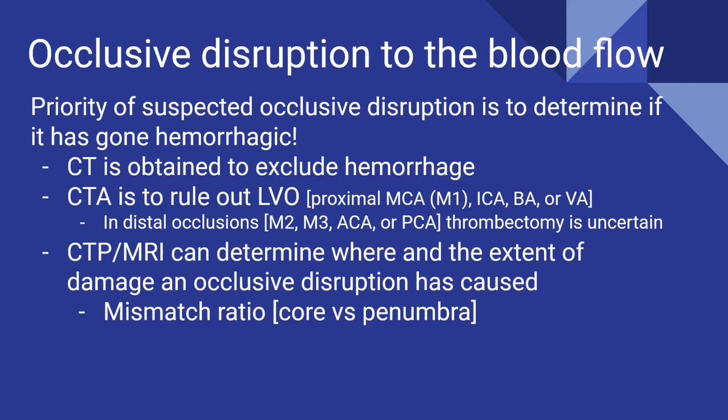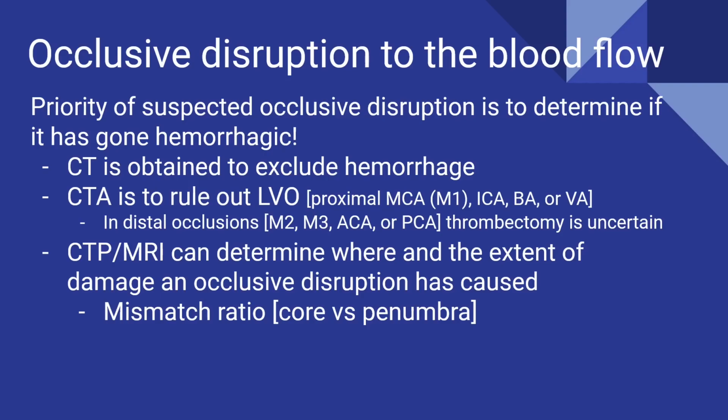CTA, CT angiography, is used to rule out these larger vessel occlusions. So what you'll end up seeing is occlusion in the MCA1, the internal carotid artery, the basilar artery, or the vertebral artery. And so that'll help direct more so if we need to do a thrombectomy. If it's more distal in any of those four arteries, then the risk versus reward of a thrombectomy is not always certain.